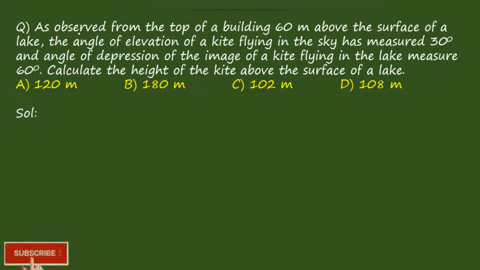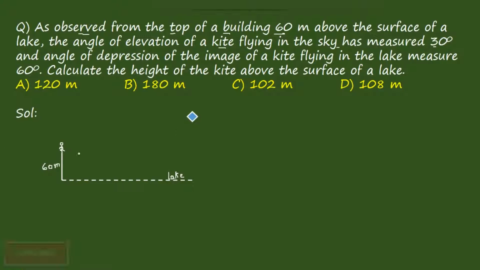They are saying that there is an observer on top of a building of 60 meters. If you consider a building, this one is a building of 60 meters, and a person is standing above it. Above the surface of a lake, consider this one as a lake. The angle of elevation of the kite flying in the sky is 30 degrees. If we consider that there is a kite here, the person is looking at the kite, the angle of elevation is nothing but 30 degrees.